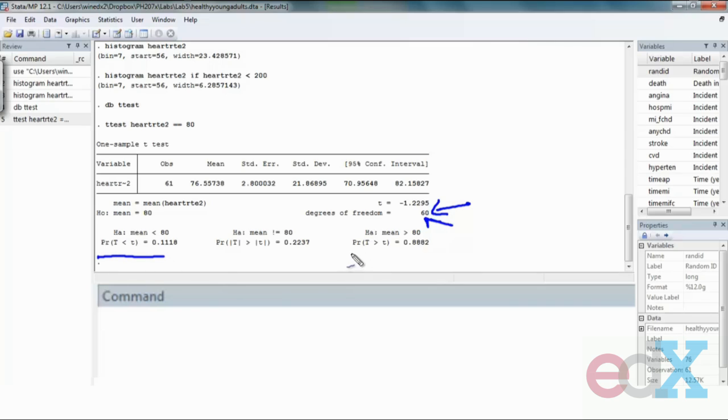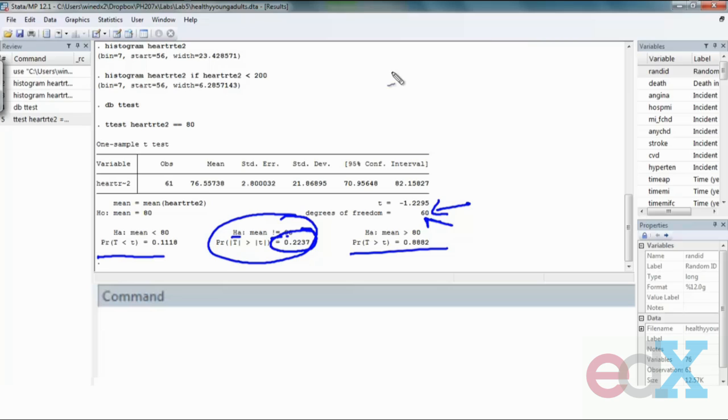Then down here you have p-values for a one-sided test, the other one-sided test, and then the one that we're interested in, the p-value for the two-sided test, here in the middle, for the alternative that the mean is not equal to 80. You can see that my p-value is 0.2237.